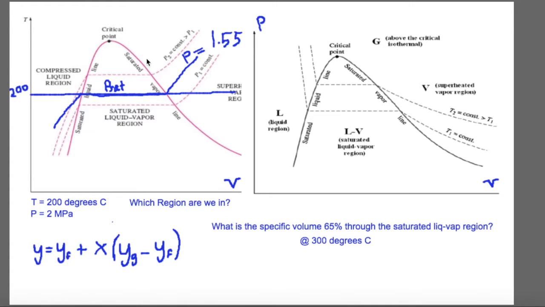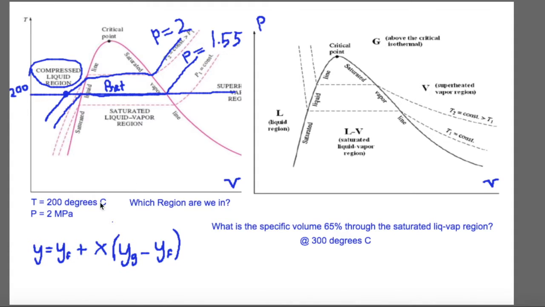So logically, since this is a constant, the line which represents 2 megapascals will be a bit higher than 1.55. So if we go a bit higher, like this, and make another line, this one is P equal to 2 megapascals. And as you can see, the 200 temperature intersects with the 2 megapascals at the compressed liquid region. So this is how you pretty much do it to know which region you're in.